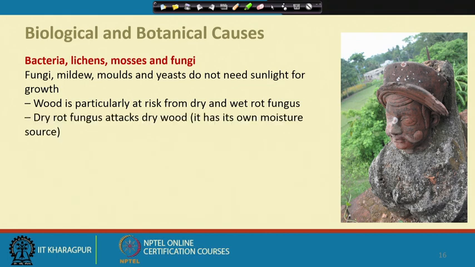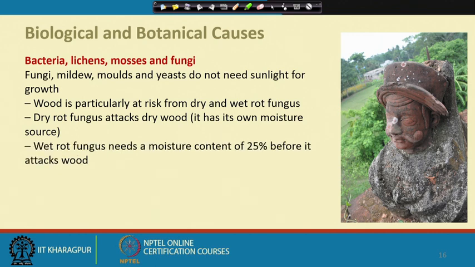Dry rot fungus generally attacks dry wood, it has its own moisture source, and wet rot fungus needs a moisture content of 25% before it attacks the wood. So, again I am saying that it is just a very cursory introduction, but one has to understand what the favorable conditions are and see that this does not happen.